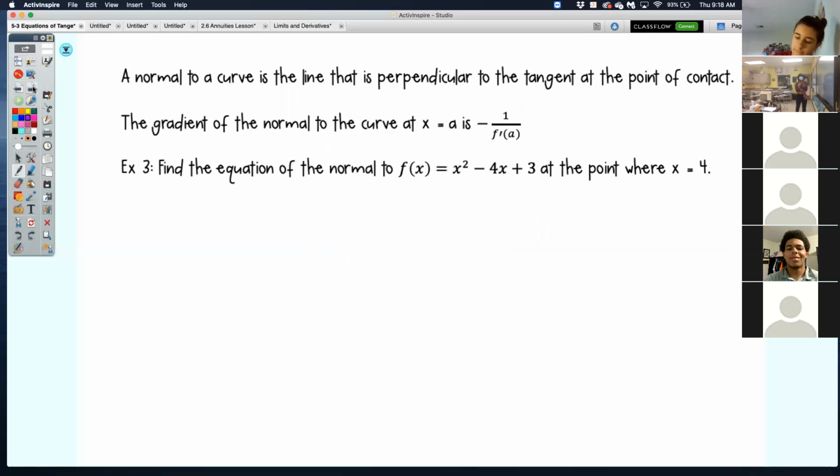A normal line, or sometimes it's called the normal, but a normal to the curve is the line that's perpendicular to the tangent line at that point. And because it's perpendicular, the gradient of the normal to the curve at that particular point is -1 over f prime of a. Remember, f prime of a is how you find the gradient of the tangent line. So you do the opposite reciprocal to find the perpendicular gradient, which is the gradient of the normal.